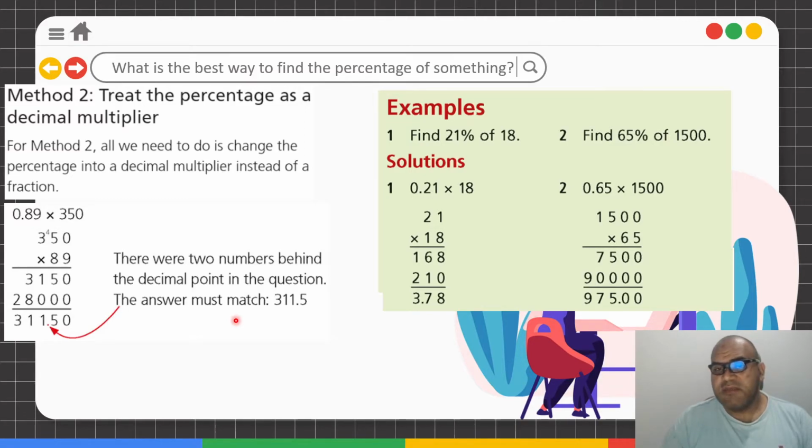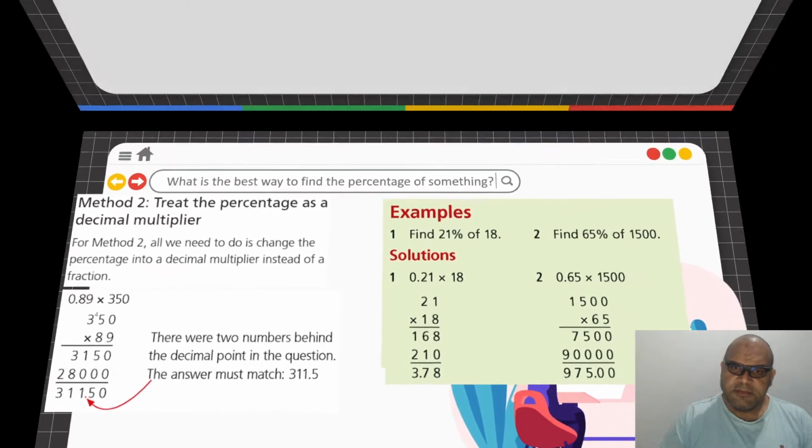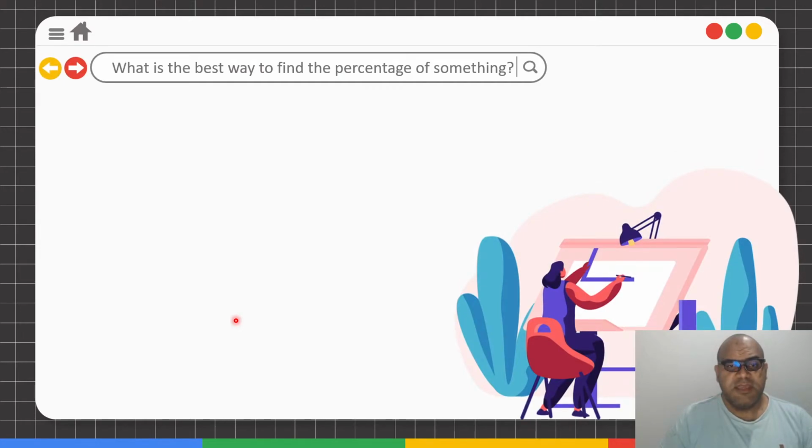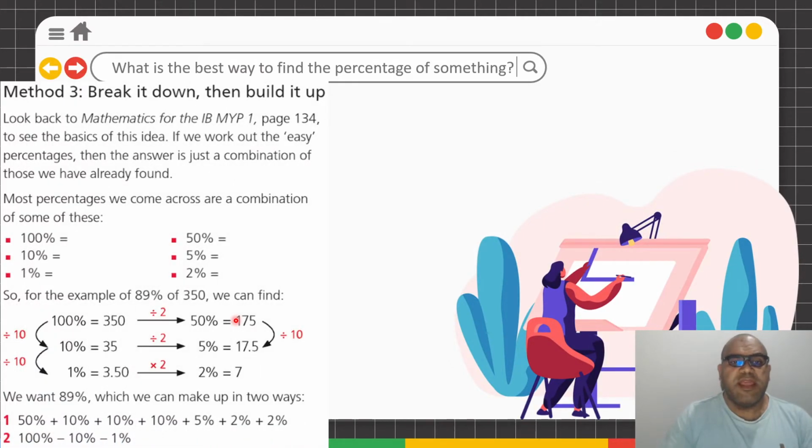Remember, guys, with these methods you are choosing one. You don't need to work with all, but today we are just learning how to choose the best one that fits us. And let's go to the next slide, to the third method. The third method today, guys, is break it down, then build it up. We learned this before.